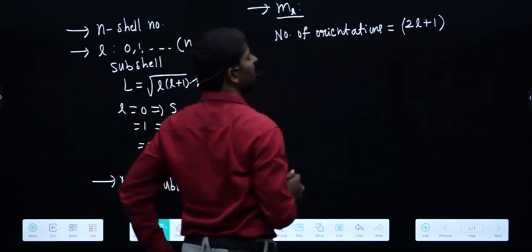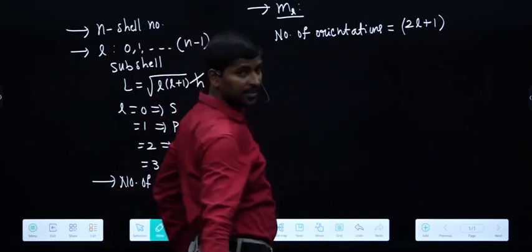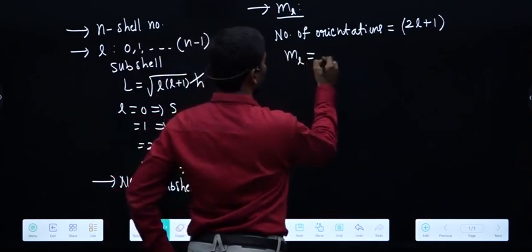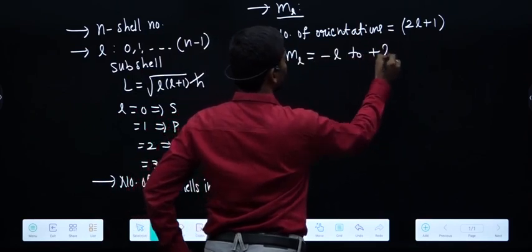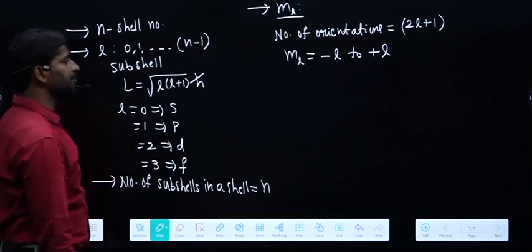The number of orientations is given by 2l plus 1, or the number of orbitals in a subshell is given by 2l plus 1. The possible values for ml are minus l to plus l including 0.